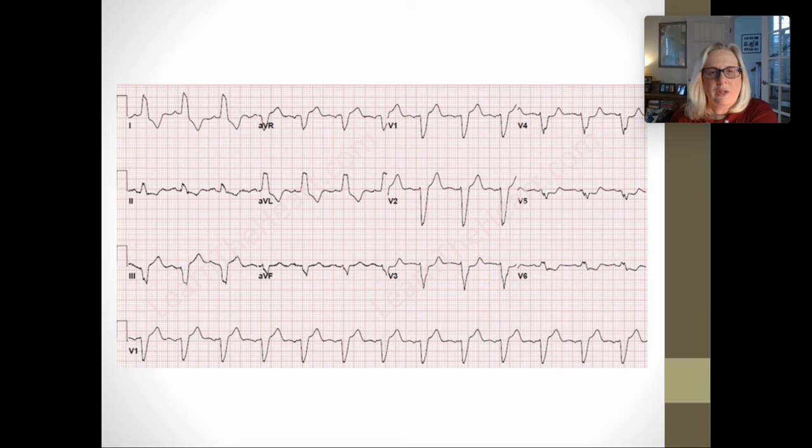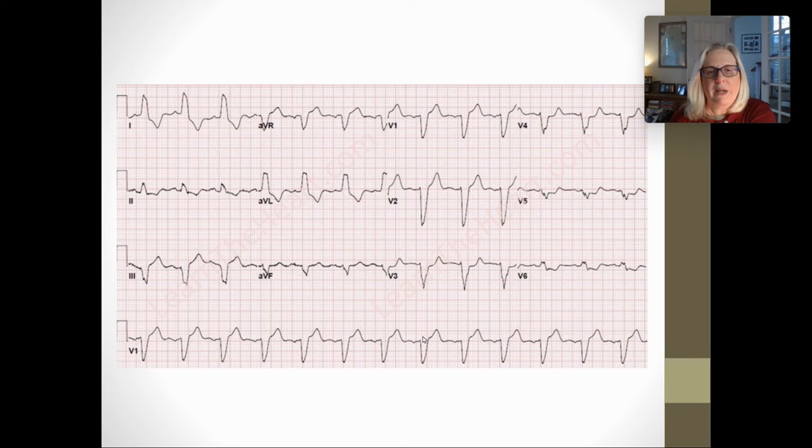Okay, this should jump out at you. The QRSs are very wide. So what does that indicate? Double check the heart rate. So it can't be VTAC. Now check to see if there's a pacer spike. There's no pacer spike.